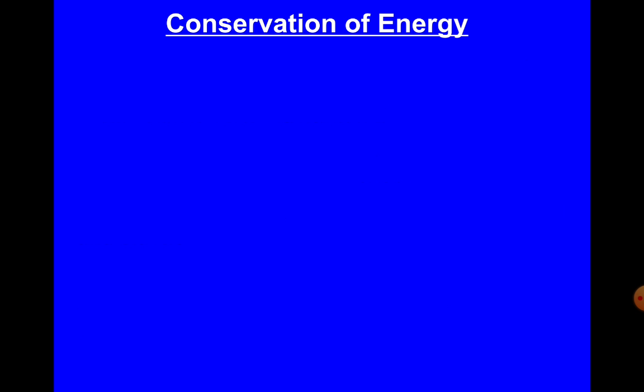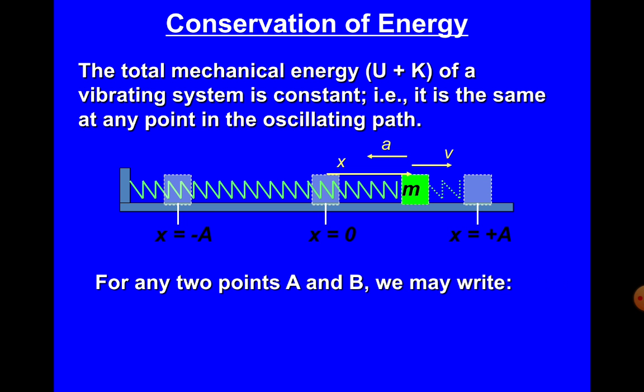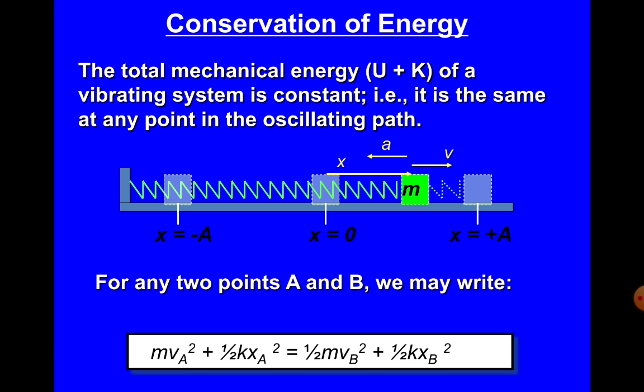If we look at the conservation of energy, and we are considering the spring on a horizontal plane, the total mechanical energy is U plus K in a system that is oscillating. So for any two points, we may write, at position A for example, half m v_a squared plus half k a squared equals half m v_b squared plus half k x squared. So in total they are the same; only due to the position do the values of the kinetic energy and the elastic energy change.